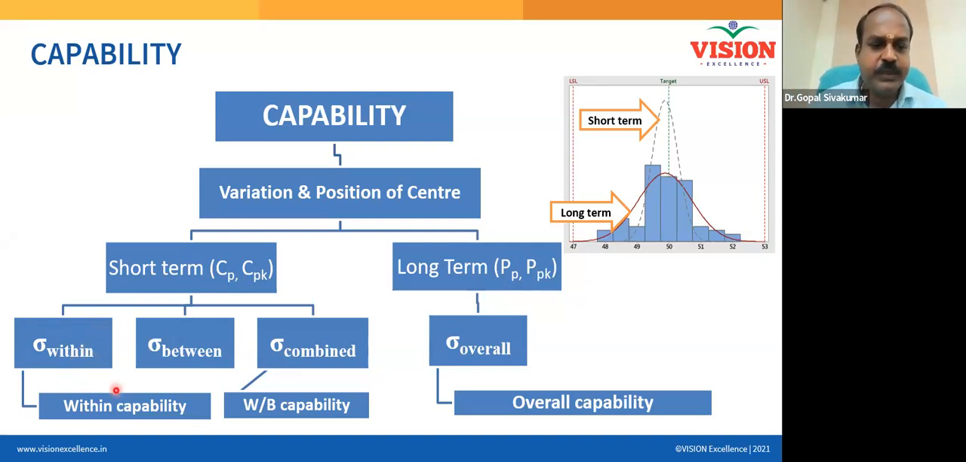And so your capability will be known as within capability. The other standard deviation, if you use between, then your capability will be known as between capability. If you combine the two, that will be combined capability, also known as within-between capability. So how many capabilities are here? Within capability, between capability, within-between capability, and finally overall capability. Can all of you see here 4 types of capability?